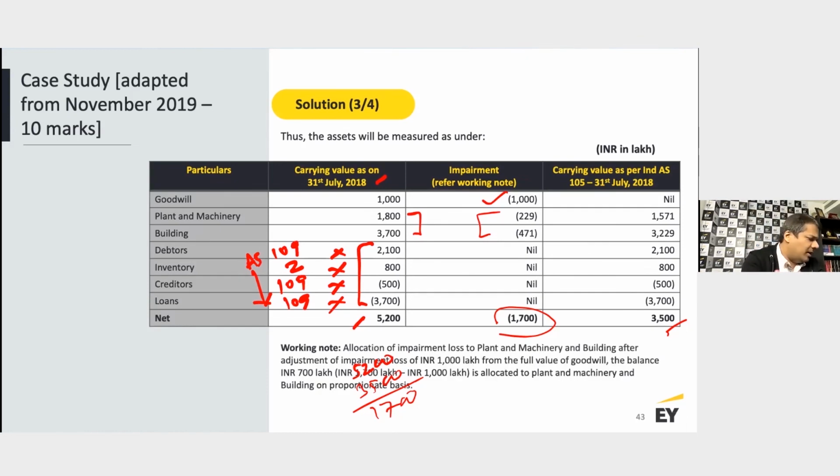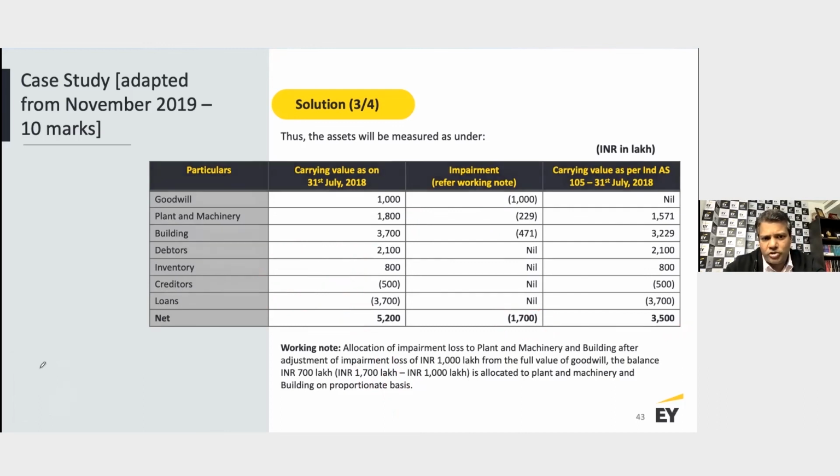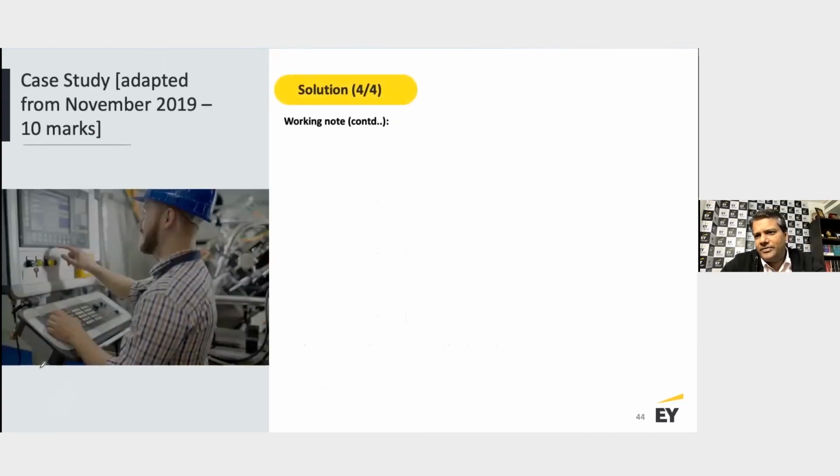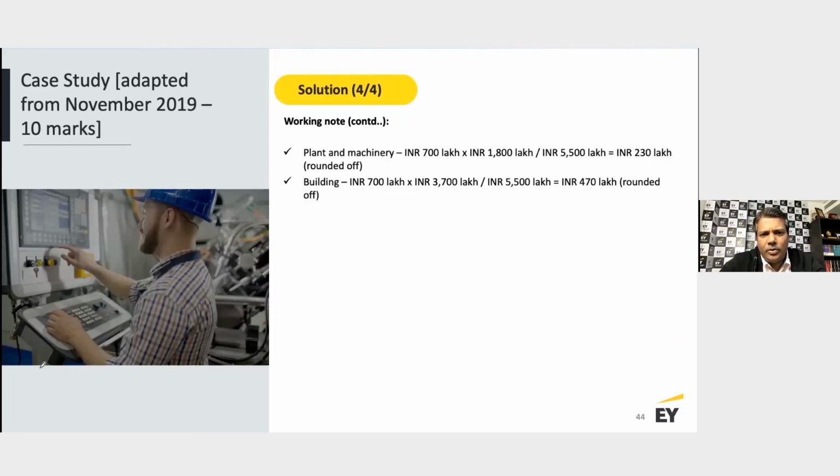Now I'm going to look at some of the working notes here. What's the working note, just for your reference? It suggests allocation of impairment loss to plant and machinery and building after adjustment of impairment loss of 1,000. The balance INR 700 lakhs is allocated to plant and machinery and building on a proportionate basis. So last step, on 31st of December 2018: this is how you've done the allocation, which is absolutely fine.